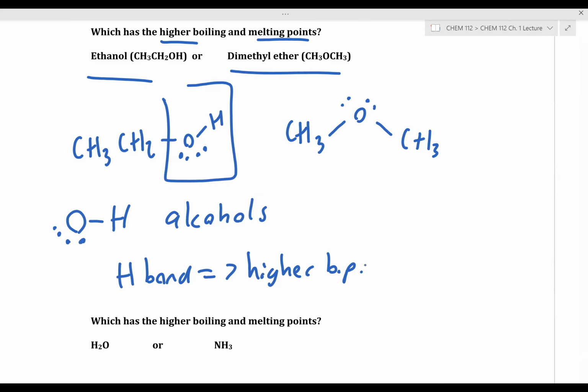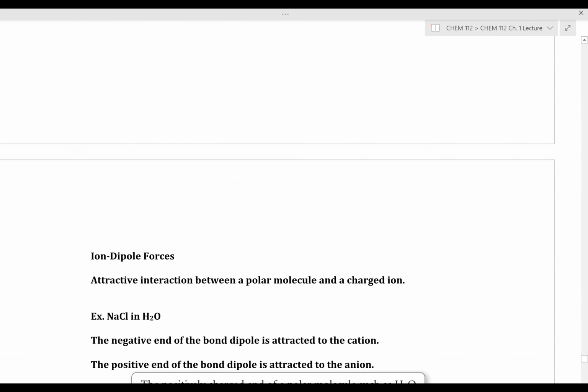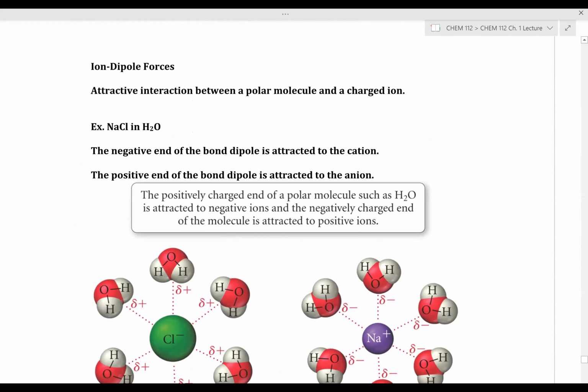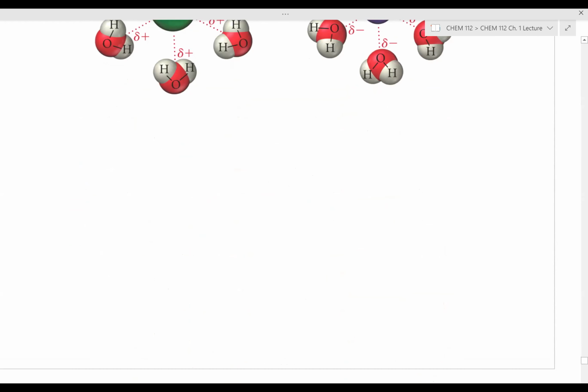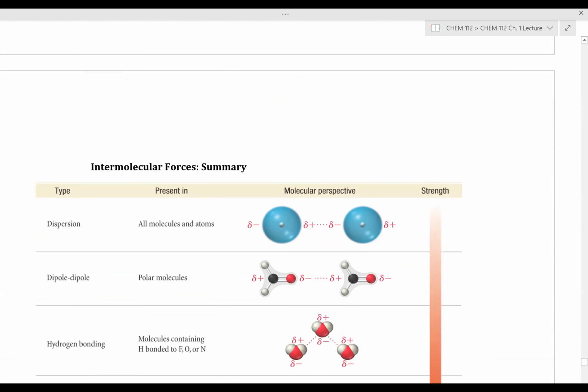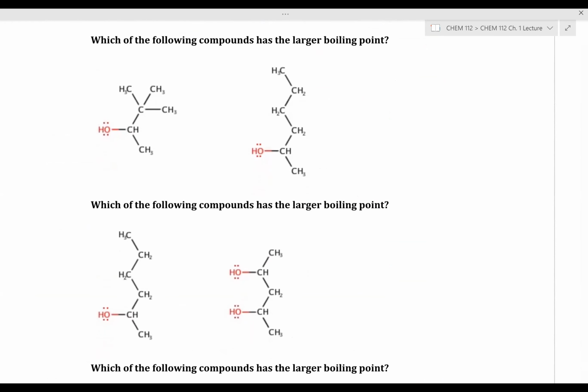Okay, let's skip over this next example. We're going to skip over ion-dipole forces as they don't often come up substantially. In the last few minutes, let's do some examples where we compare different molecules and assess the strength of the intermolecular forces. So let's start off with this first example.